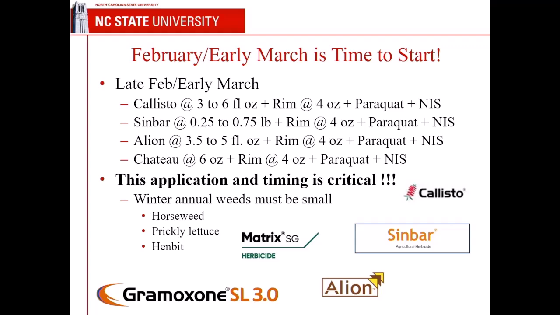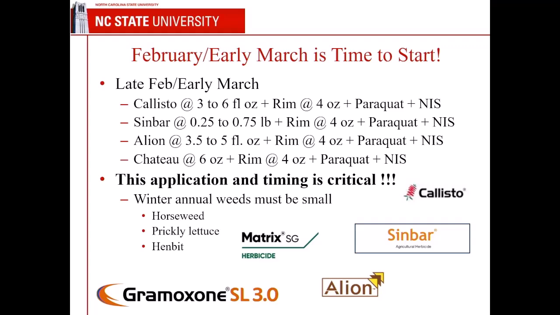But the other options would be use Chateau at 3 to 6 fluid ounces with Rim or a Matrix product. Alion is a very good pre-emergence herbicide. Doesn't have any post-emergence effect at all. We're sort of restricted on when we can use it. It's got to be kind of in a dormant application. But 3.5 to 5 fluid ounces of Alion with some Rim does a great job with paraquat. We need the Rim in there for some extra post-emergence activity, for example, on something like horseweed. Chateau and Rim, another good option there to give us good residual control with the paraquat.